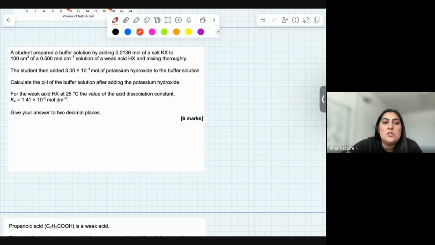So you've got a student who prepared a buffer solution by adding 0.0136 mole of salt to 100 centimeters cubed of 0.5 solution of weak acid and mixing thoroughly. The student then added 3.0 times 10 to the power minus 5 of potassium hydroxide. We need to find the pH. We've got a Ka. Okay. Looking at what we have, a Ka.